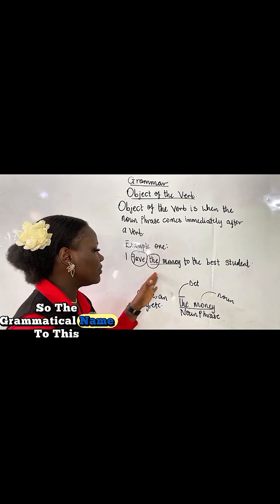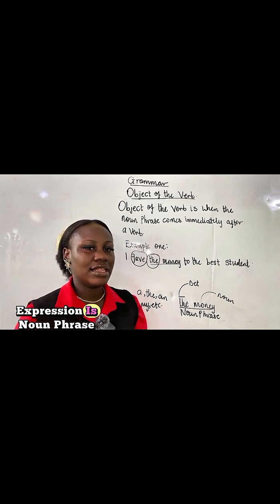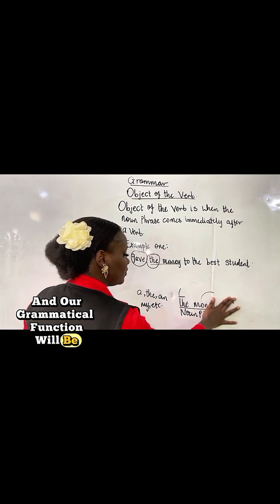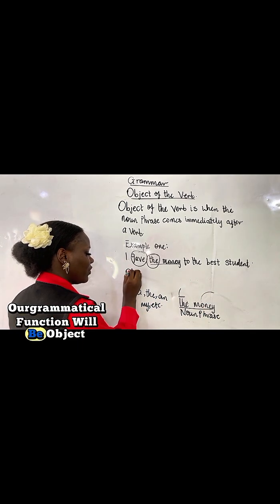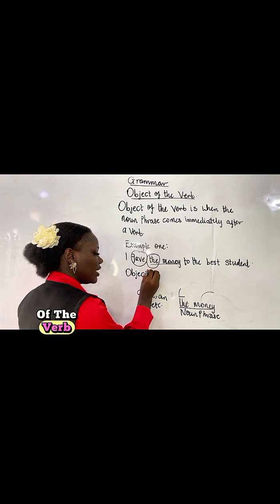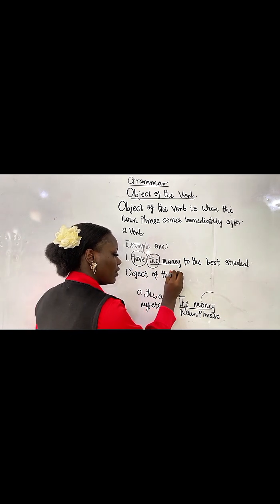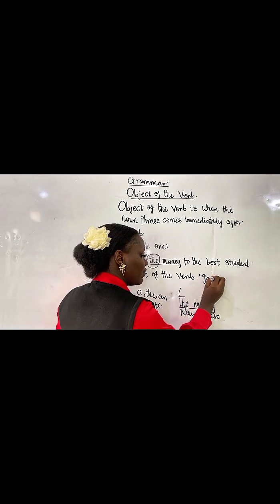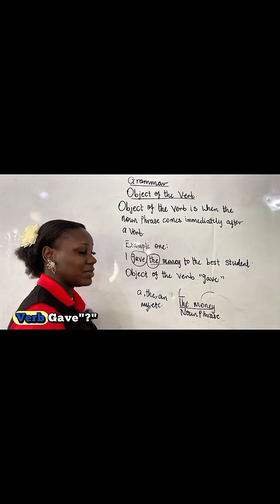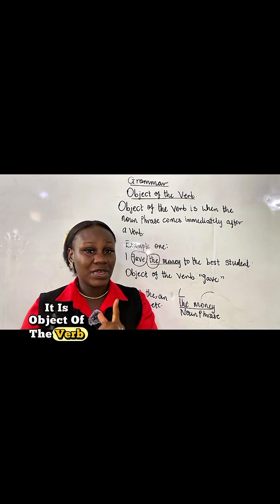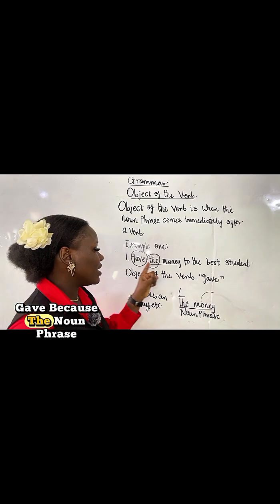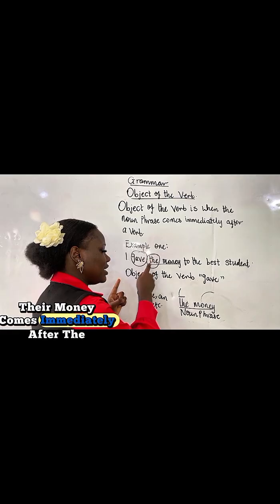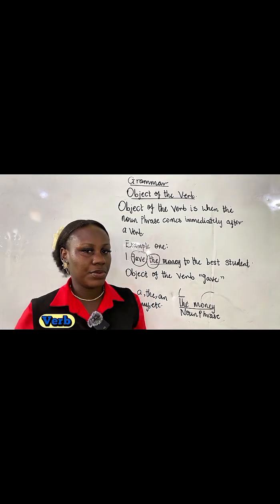So, the grammatical name to this expression is noun phrase, and our grammatical function will be object of the verb. Object of the verb gave. Why is it object of the verb gave? It is object of the verb gave because the noun phrase, the money, comes immediately after the verb.